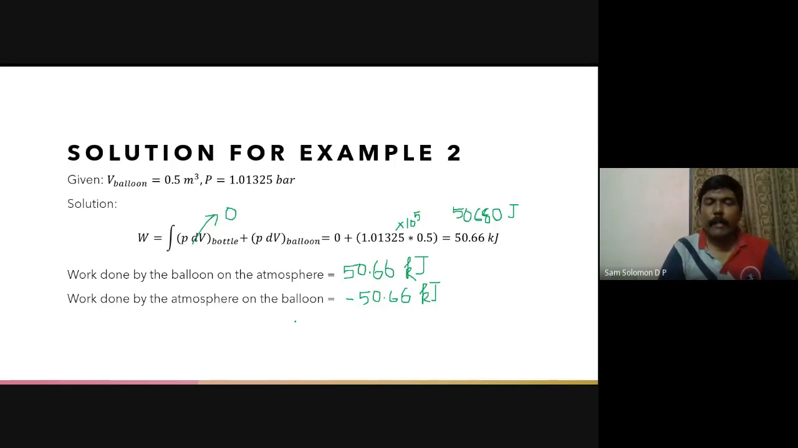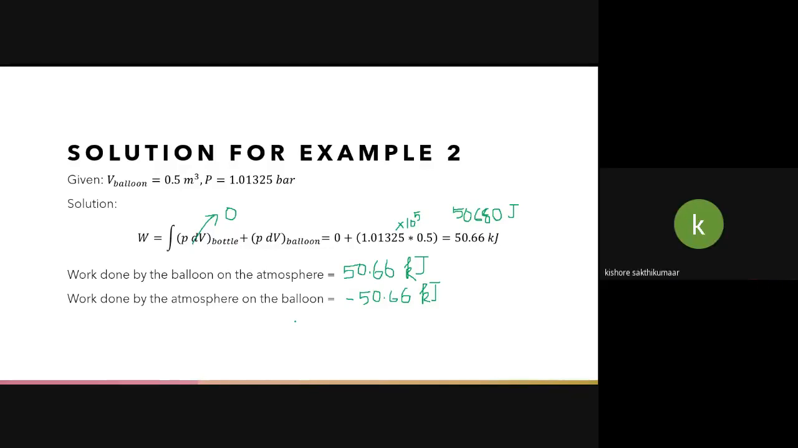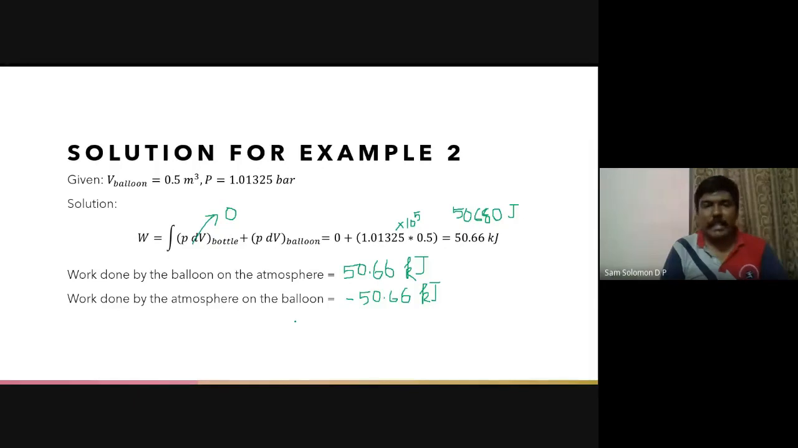Okay, the work done by the atmosphere on the balloon is work input for the atmosphere, so it is supposed to be negative, but both of them will have the same magnitude. The magnitude is the same, but the signs are different, because that signifies whether it is input work or output work.